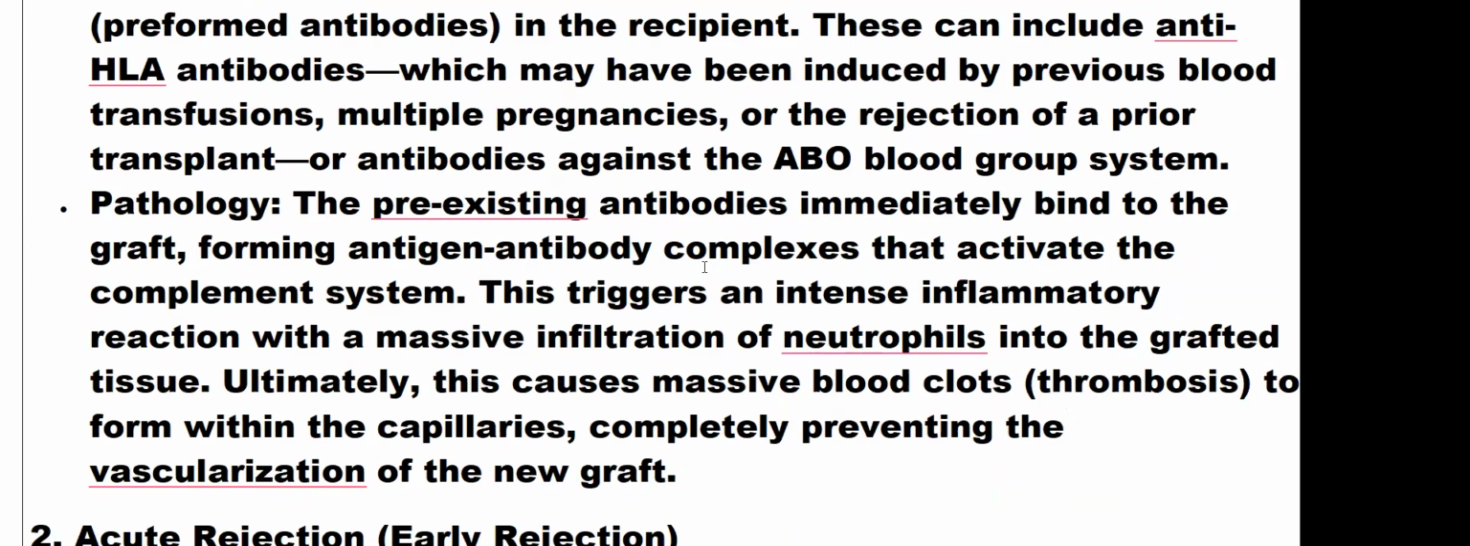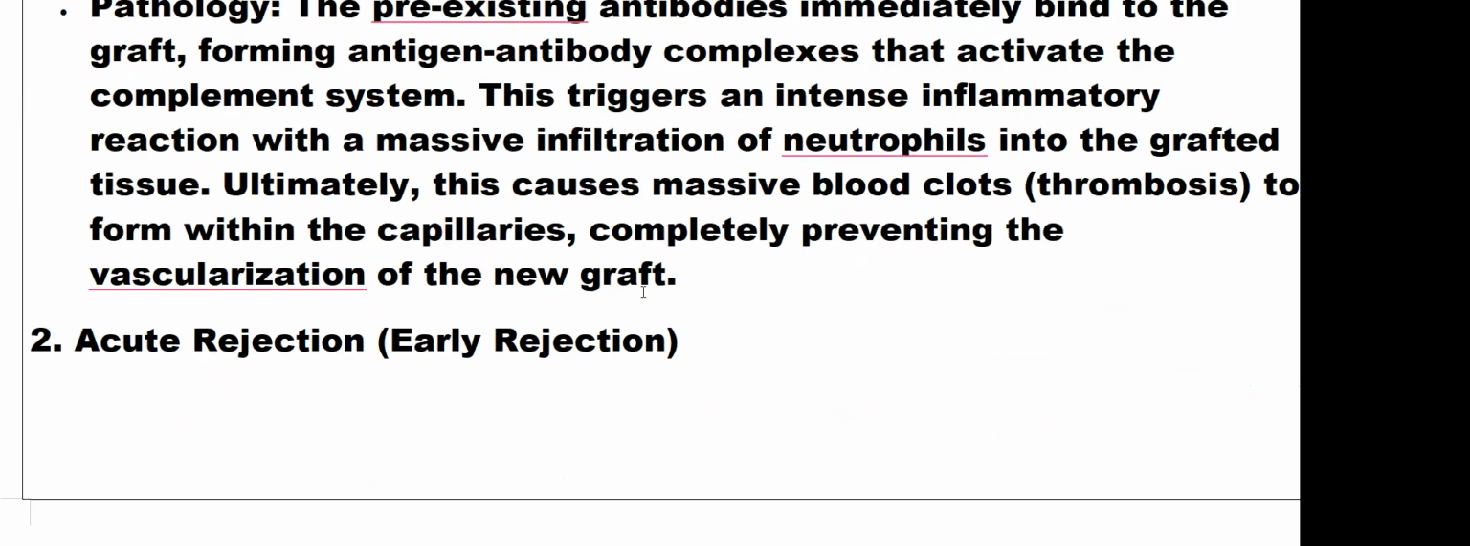Pathology: the pre-existing antibodies immediately bind to the graft, forming antigen-antibody complexes that activate the complement system. This triggers an intense inflammatory reaction with a massive infiltration of neutrophils into the grafted tissue. Ultimately, this causes massive blood clots to form within the capillaries, completely preventing the vascularization of the new graft.